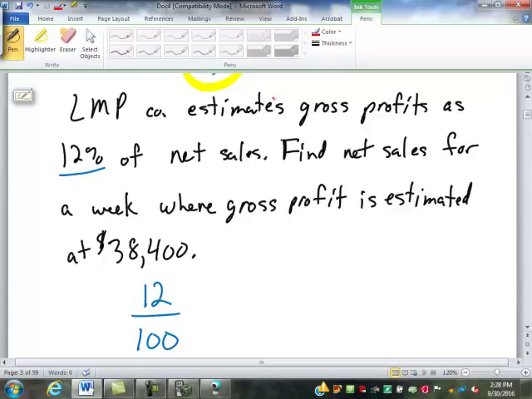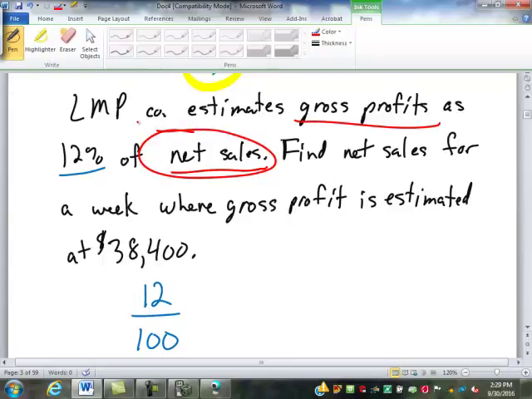So now again, the 12 is representing the piece we're focusing on. What does that 12 represent? We've got two things in this problem. We've got gross profits and net sales. One of them is the piece we're focusing on, and one is the larger group that piece is a part of. So when we look at this, the wording makes it a little tricky, but which one is the larger piece? Net sales would be the larger piece.